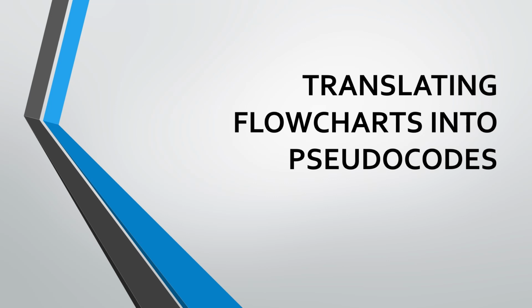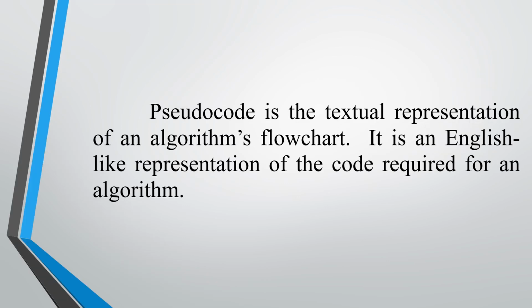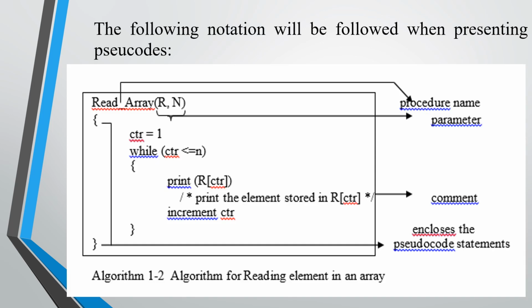Moving on to our next topic, and that is translating flowcharts into pseudocodes. Okay. So, what is a pseudocode? Pseudocode is actually the textual representation of the algorithm's flowchart. It is simply an English-like representation of the code that is required for an algorithm. Now, we have here our notation on how we are going to express our algorithm in terms of pseudocode.